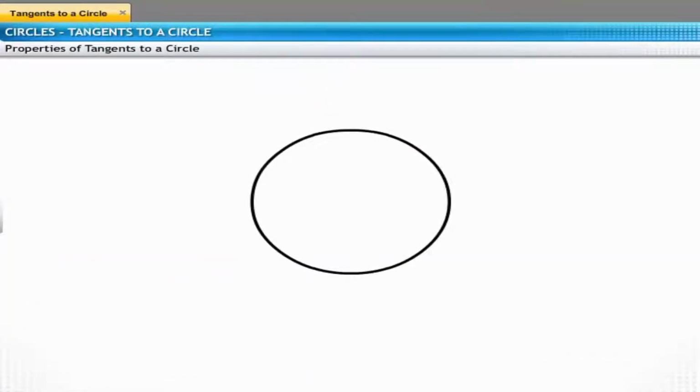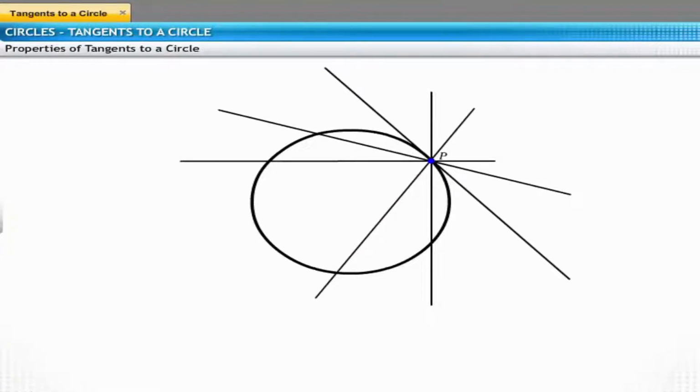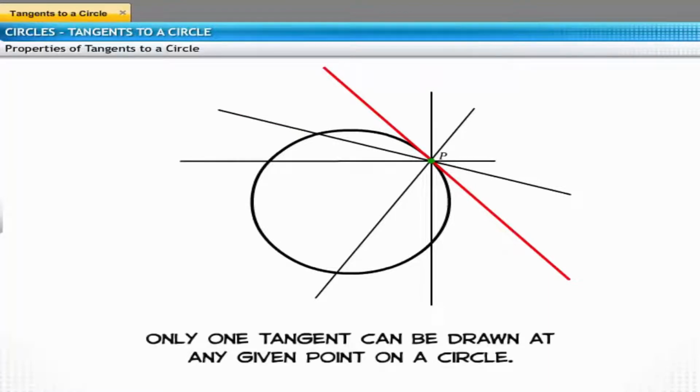Here is a circle with a point P marked on it. How many tangents can you draw to the circle at the given point P? We can draw an infinite number of lines passing through this point. But, are all these lines drawn through the point P tangents to the given circle? As you can see, all these lines touch the circle at 2 points. They are secants, but not tangents to the given circle. Now observe this line. This is the only line that touches the circle only at 1 point. This implies we can draw only one tangent at any given point on a circle.